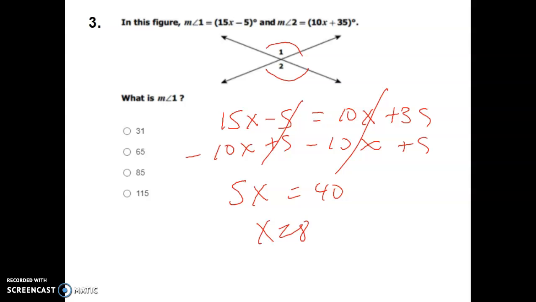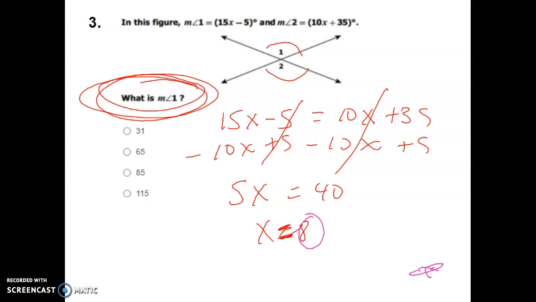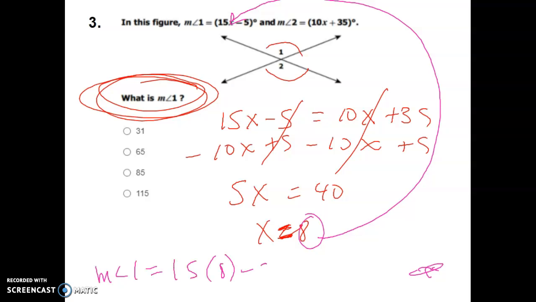Sometimes on the SOL, they'll have that as an answer, but they're not asking for 8. They're asking for the measure of angle 1, not the value of x. So we're going to take this 8 and throw it back in. Why is this not working? Okay, throw this 8 back in to one of the expressions, and they're both the same, so you can pick whichever one you want. The measure of angle 1 is equal to 15 times 8 minus 5, and that's 115 degrees.